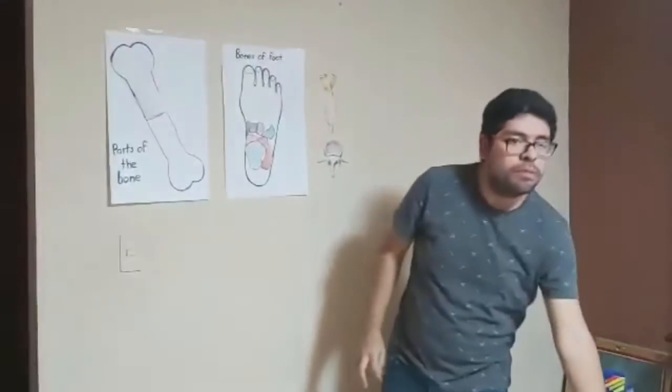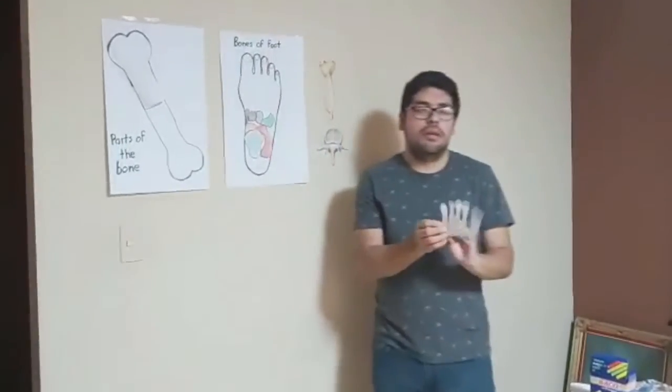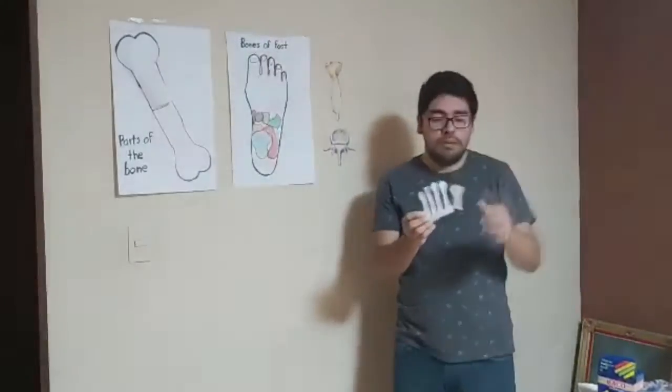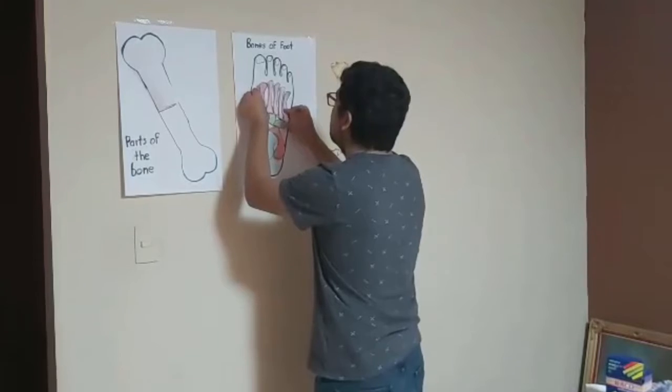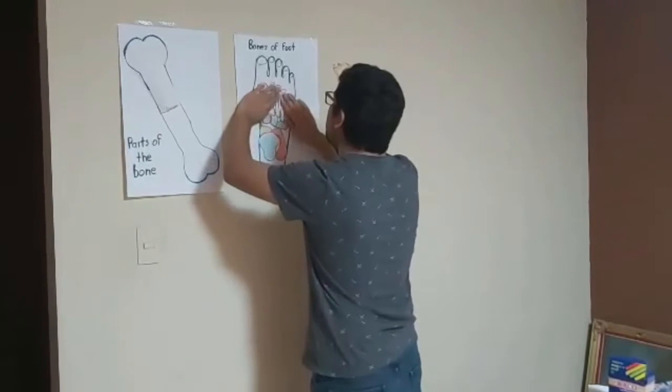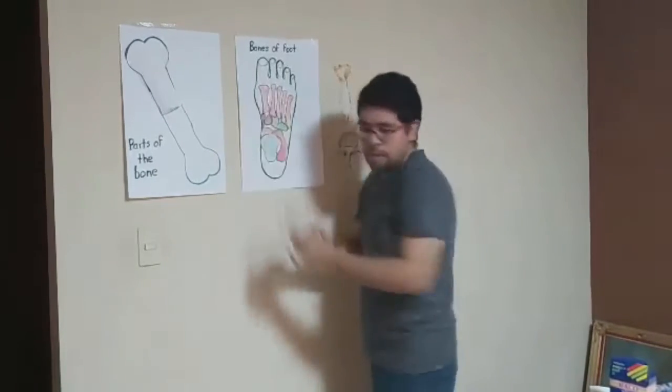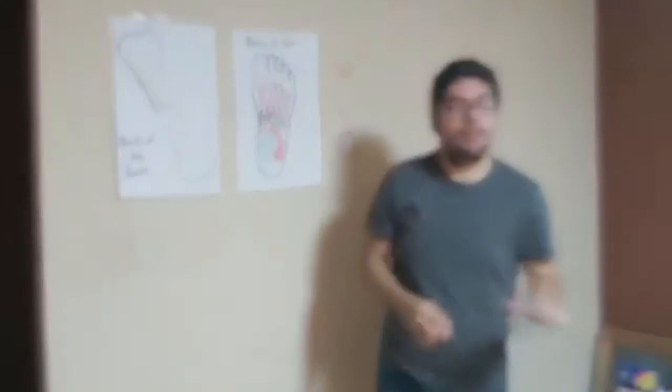Five metatarsal bones articulate to form the foot. And the 14 phalanges are similar to fingers.